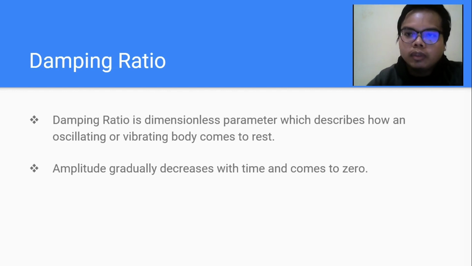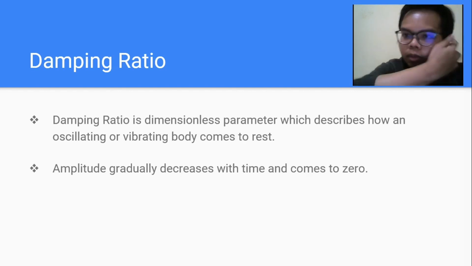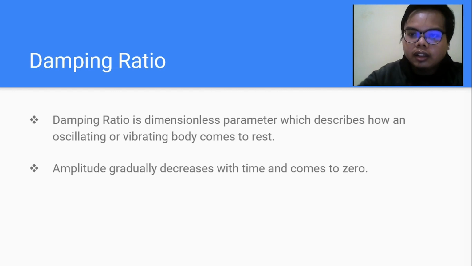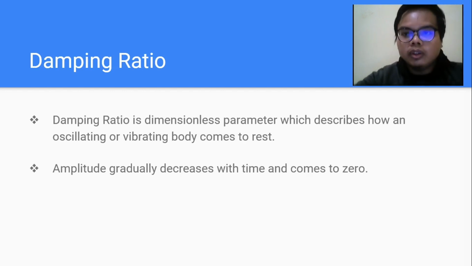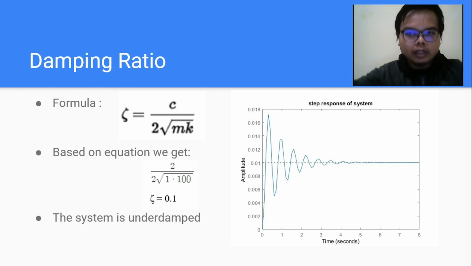Take a swing, for example. When you play on a swing in the park, after you play, the swing will gradually come to a stop because there is resistance in the air, which causes the swing to stop after a certain amount of time. So the amplitude gradually decreases with time and comes to zero. Any oscillating system will eventually come to an equilibrium state.